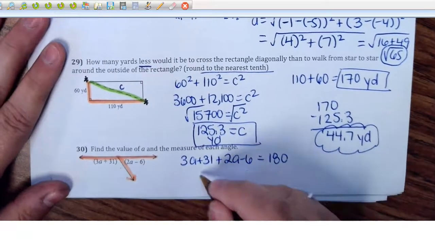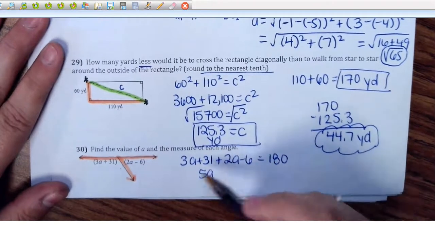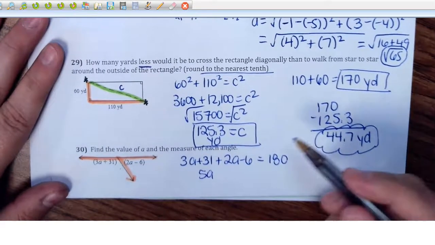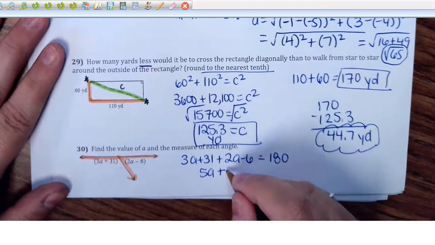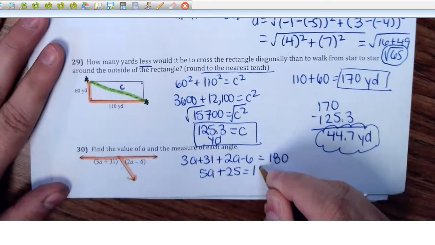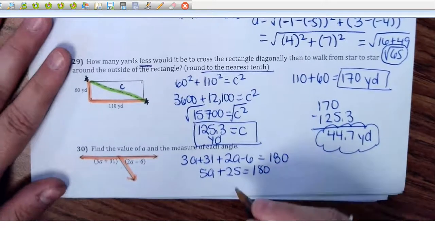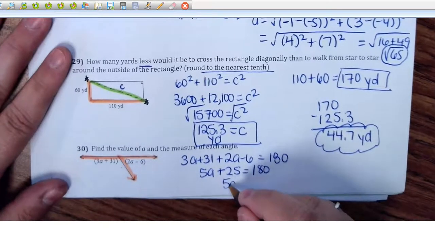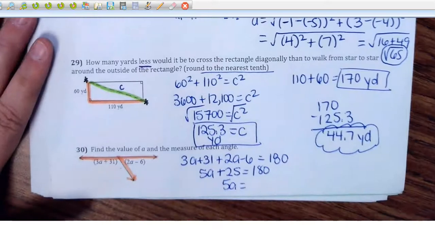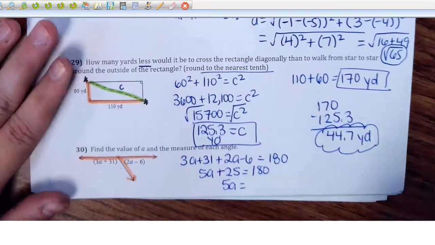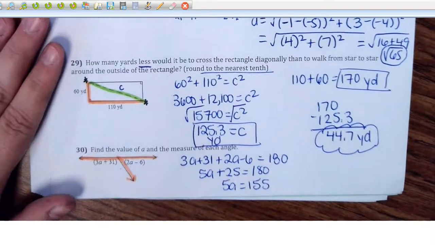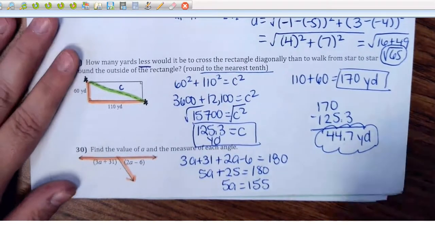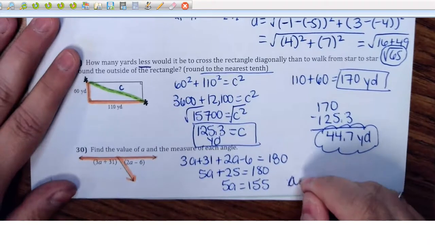Combine my like terms here. So I've got 3A and 2A is going to give me 5A. Let's see, 31 minus 6 is going to give me 25. I'm going to subtract 25 from both sides. So 180 minus 25 will give you 155. And then what I'm going to do there is divide by 5. So A there is going to be 31.